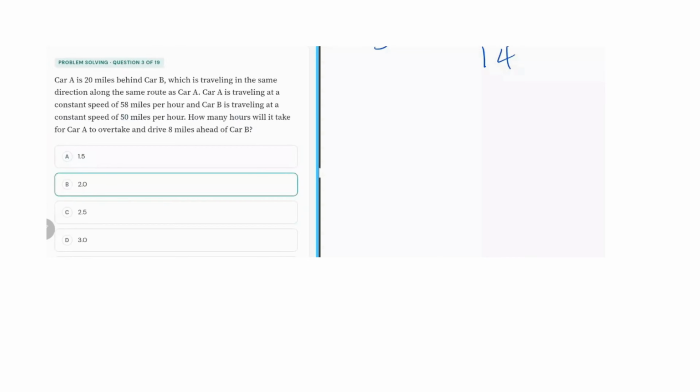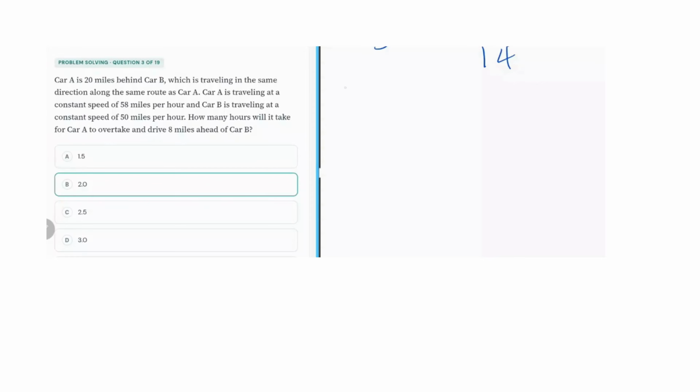Look at this question. Car A is 20 miles behind car B, which is traveling in the same direction along the same route as car A. Car A is traveling at a constant speed of 58 miles per hour, and car B is traveling at a constant speed of 50 miles per hour. How many hours will it take for car A to overtake and drive 8 miles ahead of car B?